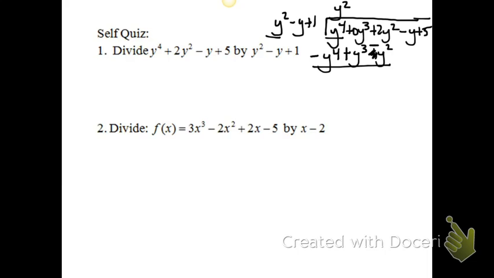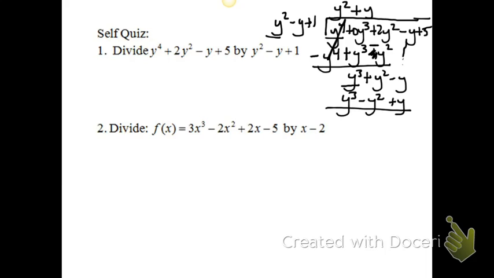Then add up carefully. If you do this right, these first guys should always cancel. Then the next one's 0y cubed plus 1y cubed makes 1y cubed. 2y squared minus 1y squared is positive 1y squared, or just plus y squared. And I copy down minus y. Now I have to divide y cubed by y squared, giving me a plus y. Then I do the same thing. Y times y squared is y cubed. Y times negative y is minus y squared. And y times 1 is just plus y.